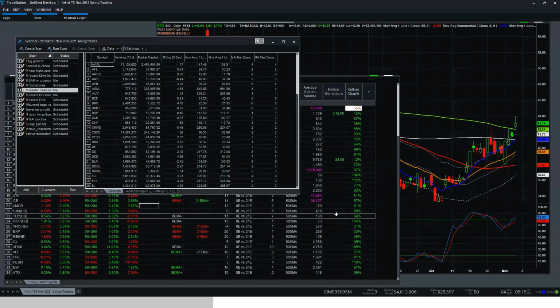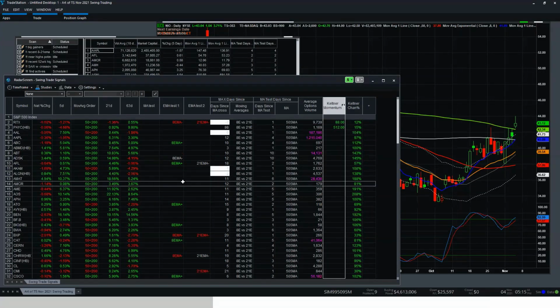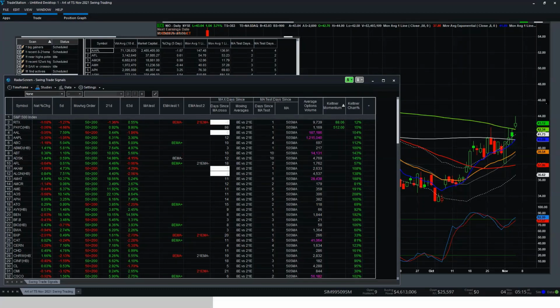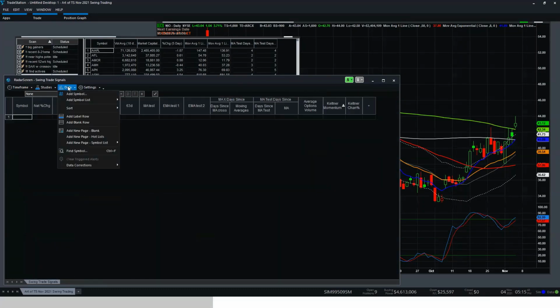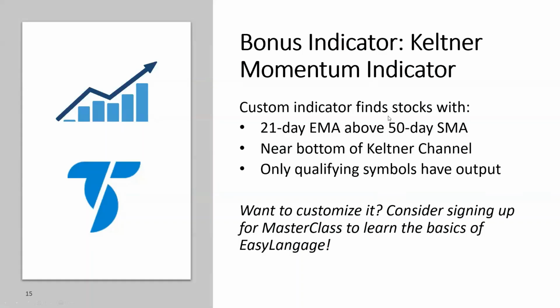So basically, this is what I call Keltner momentum. What it will do is find stocks. Let's first erase this and bring back in the whole S&P 500. This is going to find stocks that have a 21-day above the 50-day and are near the bottom of the Keltner channel. It will only give an output if it has a signal. Otherwise, it just gives us nothing, a null output.